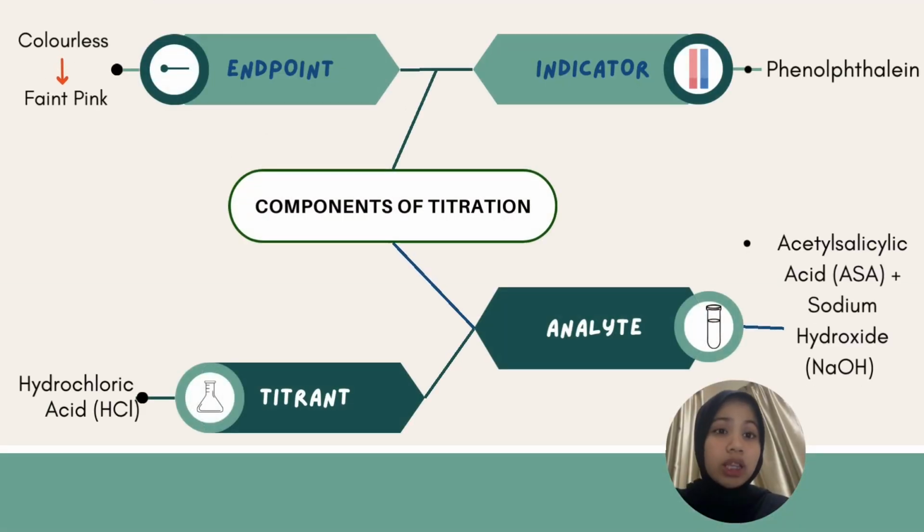Continue with the components of titration. The first one is the endpoint, when the solution turns from colorless to a faint pink color. The second one is the indicator that we use in this process, which is phenolphthalein. The third one is the analyte. We use acetyl salicylic acid, ASA, combined with sodium hydroxide, NaOH. And the last one is the titrant, which is hydrochloric acid, HCl.